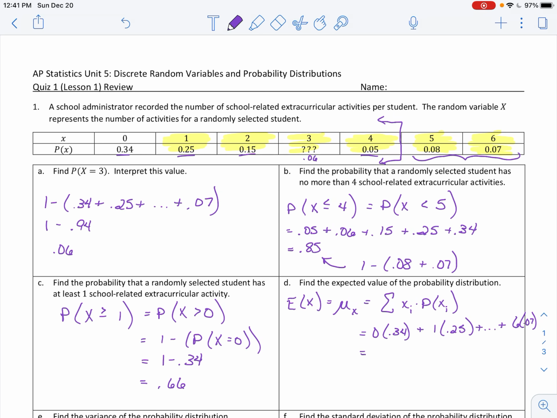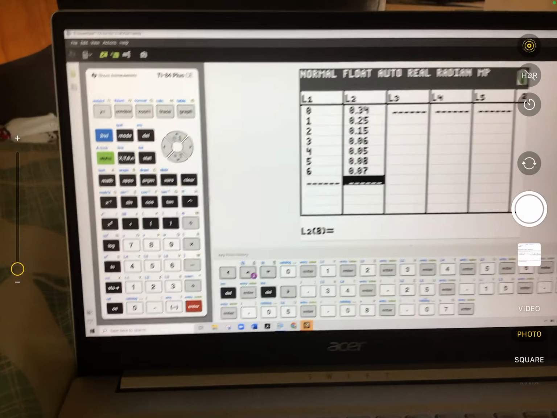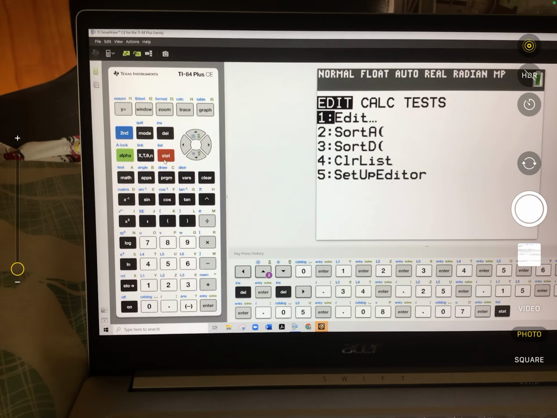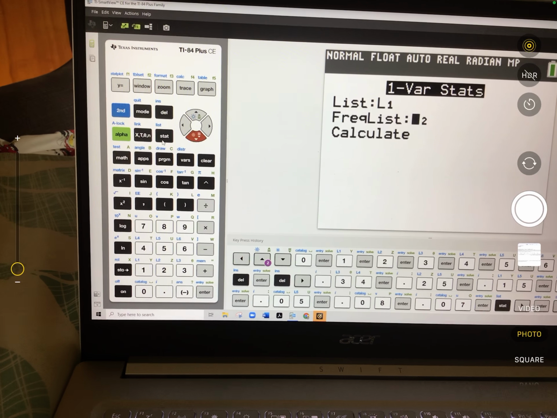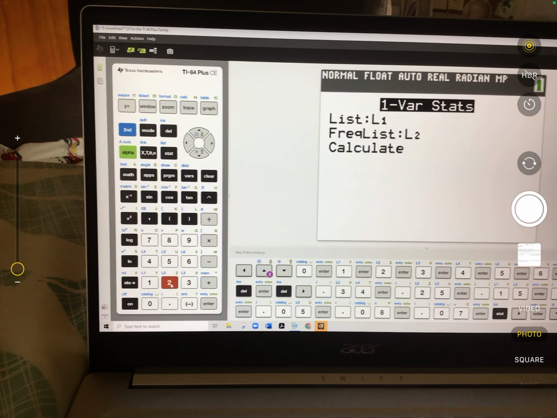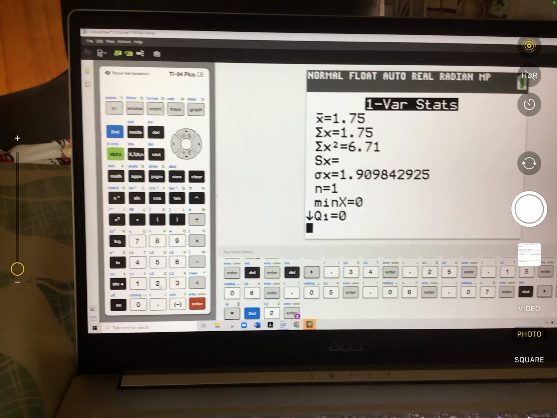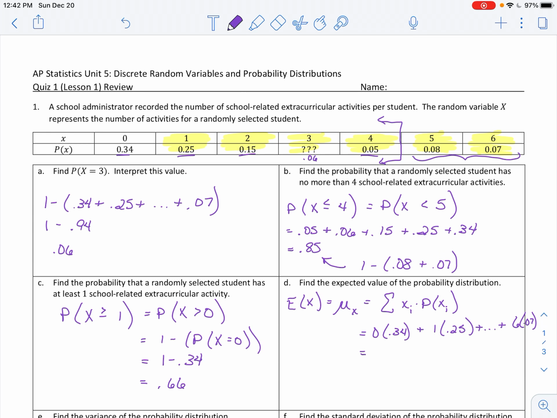That is not awful to calculate by hand, but remember your calculator will do it for you. So let me see if I can get this showing properly. So I have this entered into my calculator, and then I'm going to push stat. I want to calculate one variable stats, but I'm going to tell my calculator that my frequency list is in L2, so second number 2. And then I'm going to hit calculate. So at the very top I see x bar equals 1.75. That is my expected value, 1.75.